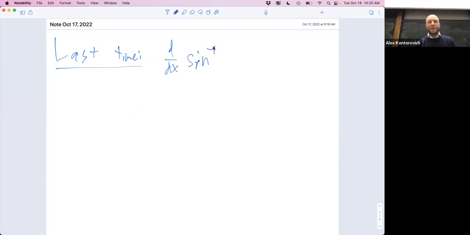Derivative of inverse sine of x. One over square root of... Okay, I don't have them memorized either, but I think it's something like this. It's got to be, because inverse sine is only defined between minus one and one, since the range of sine is minus one to one. So this has to be something that's defined. I think that's right.